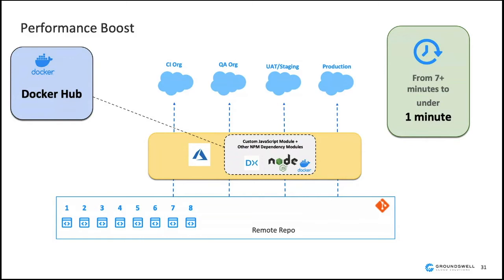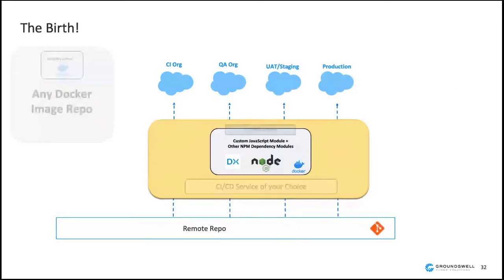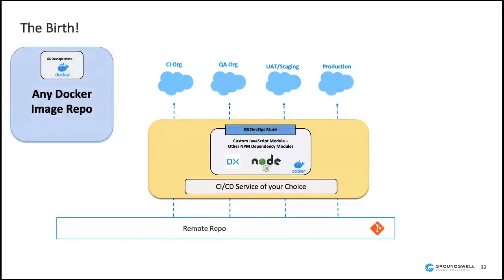So we eventually ended up testing this image on some other CI/CD services as well, like Bitbucket Pipelines, CircleCI, and Codefresh. Everywhere the performance was astonishing and even better. You will see that in the demo as well. And this is how the GS DevOps Mate was born. You can see I made some changes here: rather than Azure DevOps, it's now any CI/CD service, any Docker image repo, and probably I should have written any CI/CD flow as well, because it's agnostic in many terms.